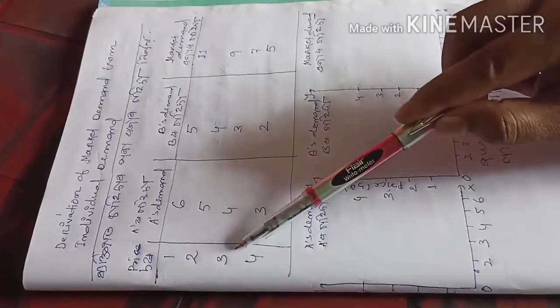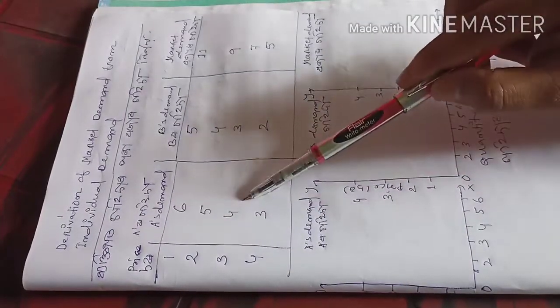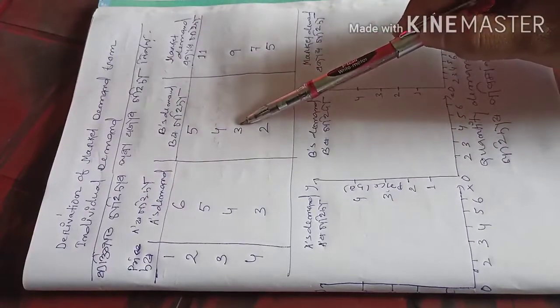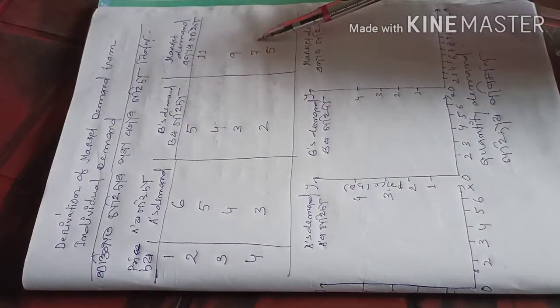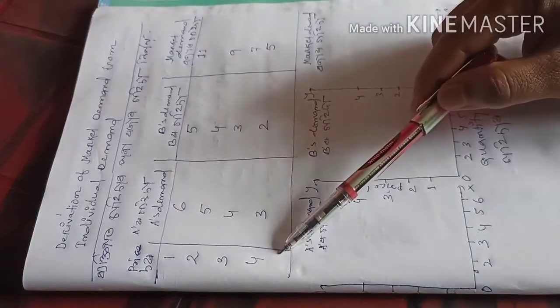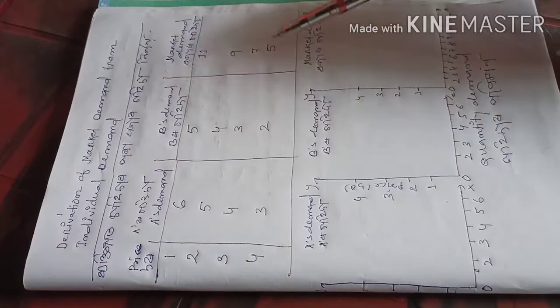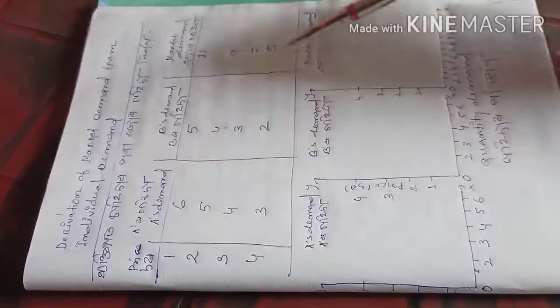When the price is rupees 3, A's demand is 4, B's demand 3, then the market demand is 7. When the price is 4, then A's demand is 3, B's demand 2, so the market demand will be 5, because 3 plus 2 is 5.